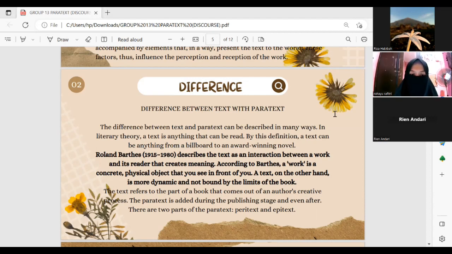The text refers to the parts of a book that come out of an author's creative process. The paratext is added during the publishing stage and even after. There are two parts of the paratext, peritext and epitext.